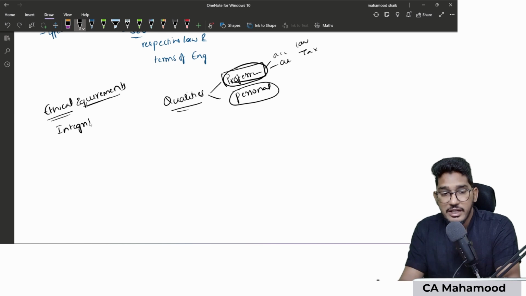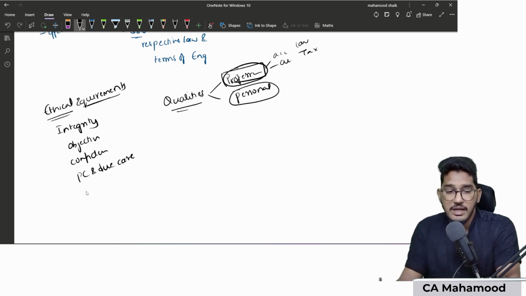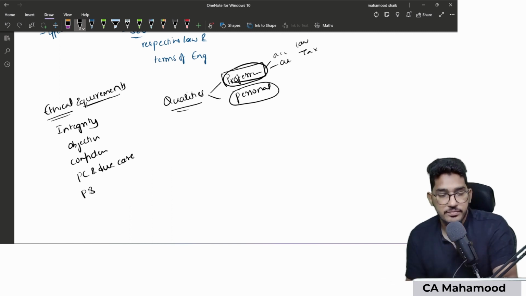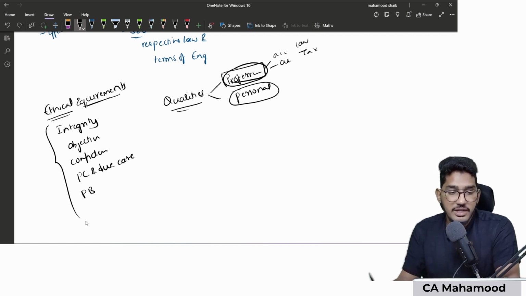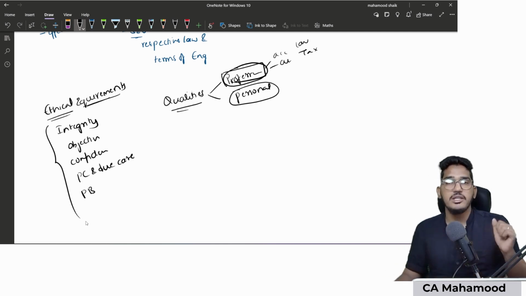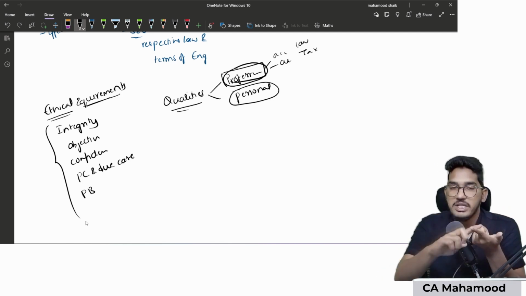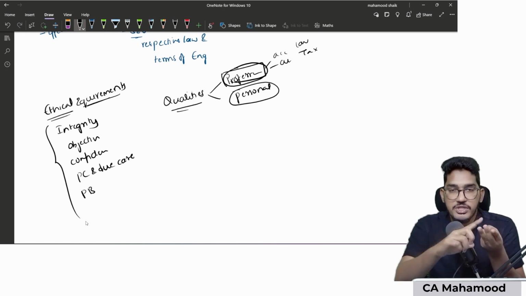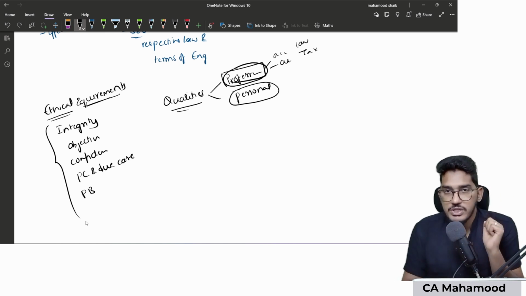Number 1, integrity. Number 2, objectivity. Number 3, confidentiality. Number 4, professional competence and due care. And the last one, professional behavior. So these are the 5 ethical requirements which every auditor must comply with. Name them once, everybody. What are the 5 ethical requirements? Integrity, objectivity, confidentiality, professional competence and due care, and professional behavior.